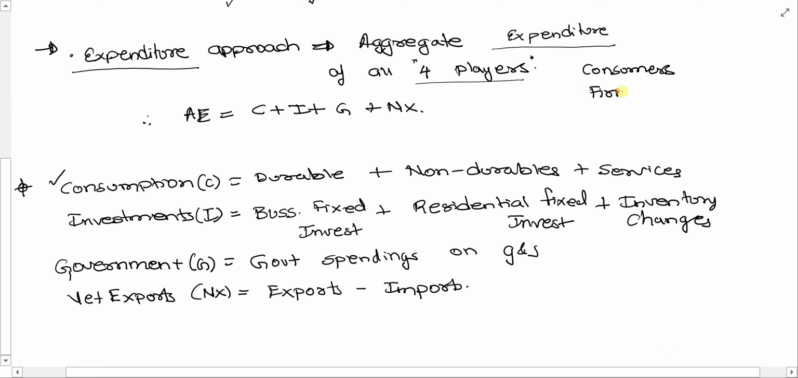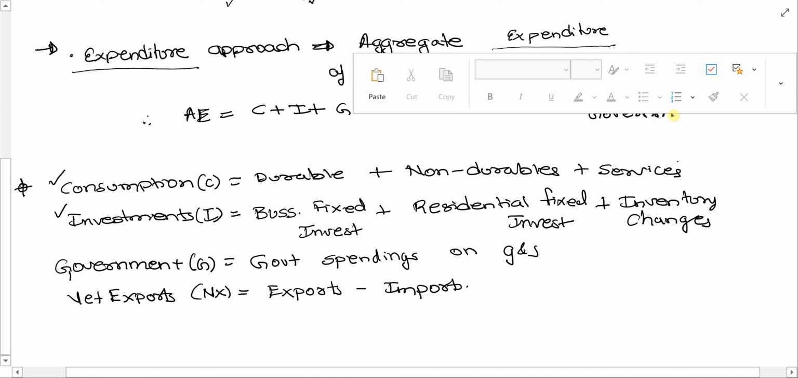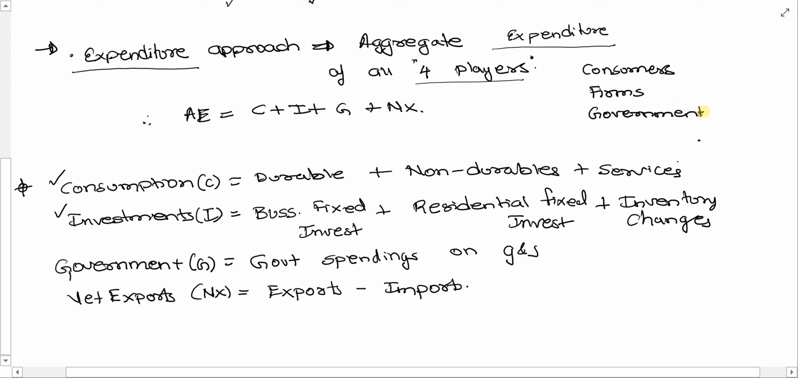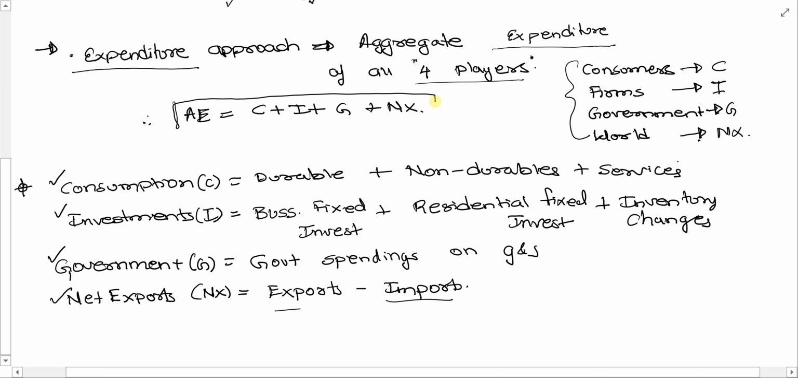Then you have the firms. Firms spend the I part, or investment part, or firms have investment spending. Then you have the government, which spends the G part in the aggregate spending. And then you have the rest of the world spending net exports, or exports minus imports, right? So consumers spend C, firms spend I, the government spends G, and the rest of the world, given the net effects when it interacts with the country, is your net exports. The aggregate expenditure is nothing but C plus I plus G plus NX.